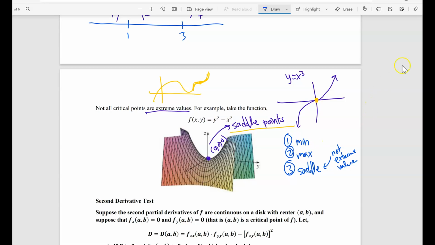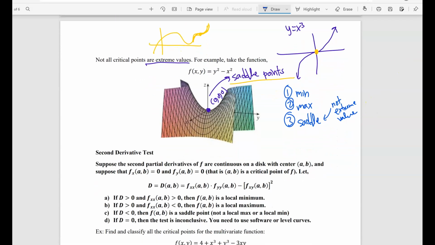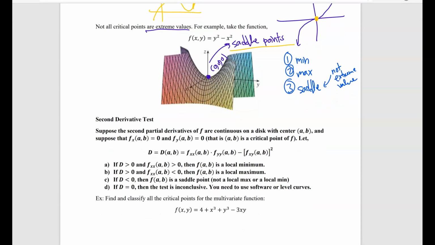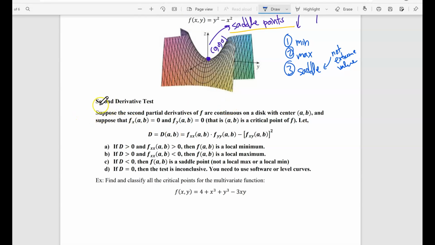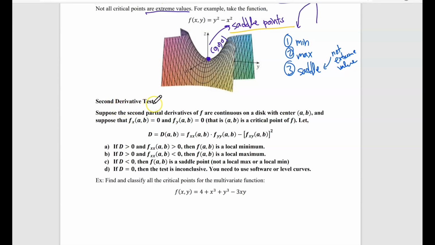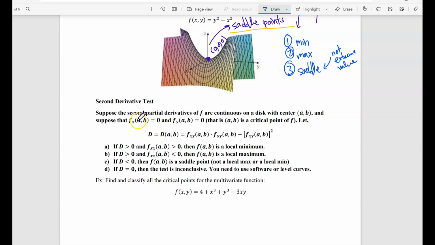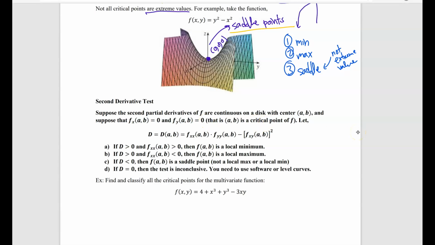All right, so what we're going to do is something called the second derivative test. Now, I'm not going to derive this for you because it's pretty crazy, and it does involve a little bit of linear algebra, which not a lot of you have taken. So this is basically what the second derivative test does for you. Suppose the second partial derivatives of f are continuous on a disk with center (a, b), and suppose that f sub x of (a, b) equals 0 and f sub y of (a, b) equals 0. In other words, if I plug a and b into my partial derivatives, I get 0. So therefore, it's a critical point.